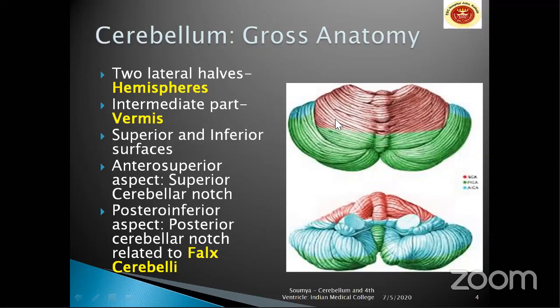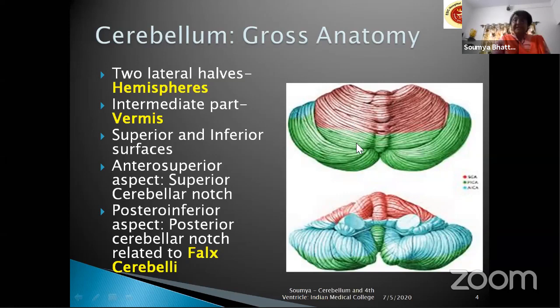Therefore, you can see that the cerebellar hemispheres have a superior surface and an inferior surface. The vermis, anterior most part, look at this vermis. Why the name vermis? Can you correlate with the vermiform appendix, which means that it's like a worm? So the anterior most part is the anterosuperior aspect of the vermis, which is known as the superior cerebellar notch.